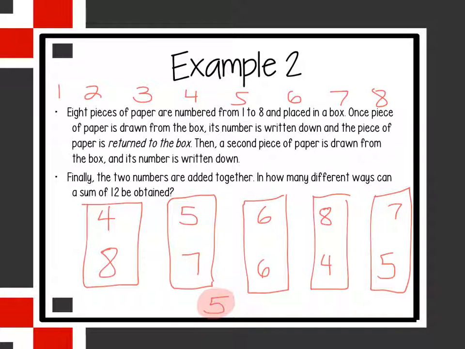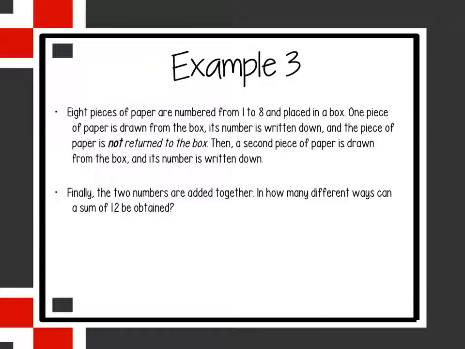Questions on that one? Example 3. Almost exactly the same thing except for what? The paper is not returned. How does that have an impact on what we just found? You can't get 6 and 6, which means you can get 8 and 4, 4 and 8, 5 and 7, 7 and 5. But you can't get 6 and 6, which means this time there's only 4 options.